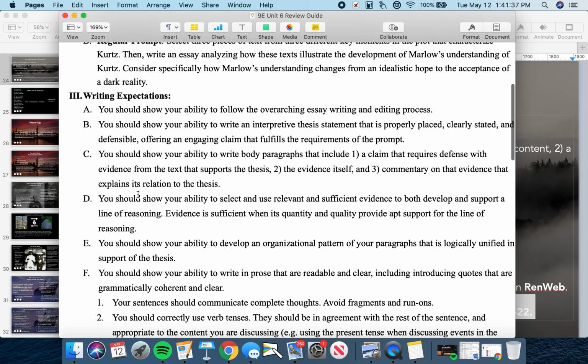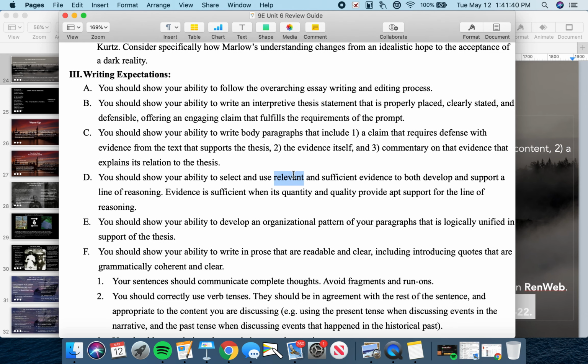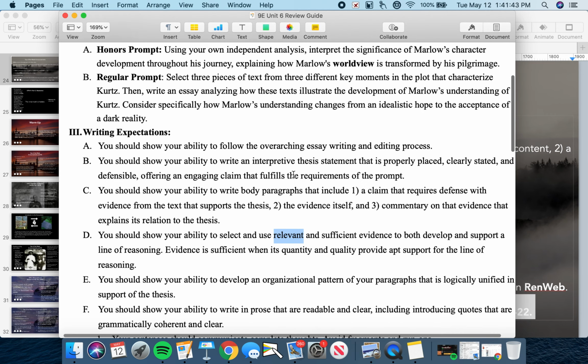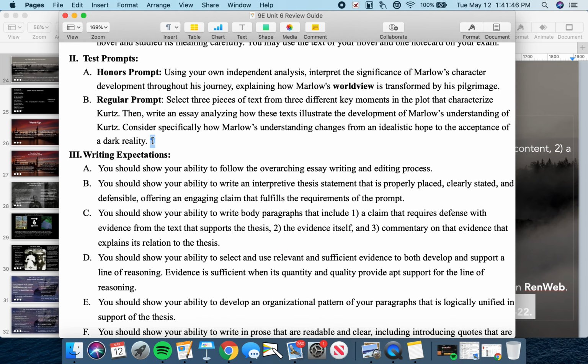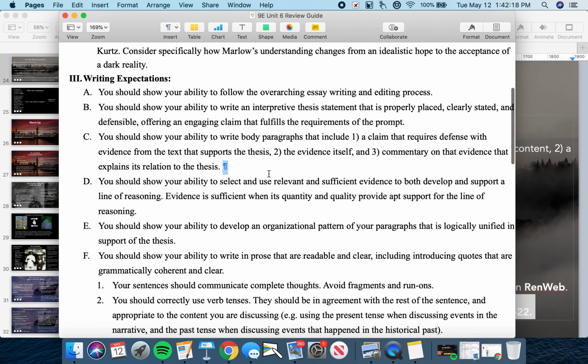Now, you also need to show your ability to select relevant and sufficient evidence. Your job is to show me your knowledge of the novel by selecting areas of the text that actually warrant interpretation and analysis. If you take me to portions of the novel that are not related to Marlowe's transforming worldview, or are only secondarily related, or are not the best or most poignant expression of that transformation, but just vaguely related, then it shows me that you haven't selected the right kind of evidence. You haven't selected the most persuasive and compelling evidence.